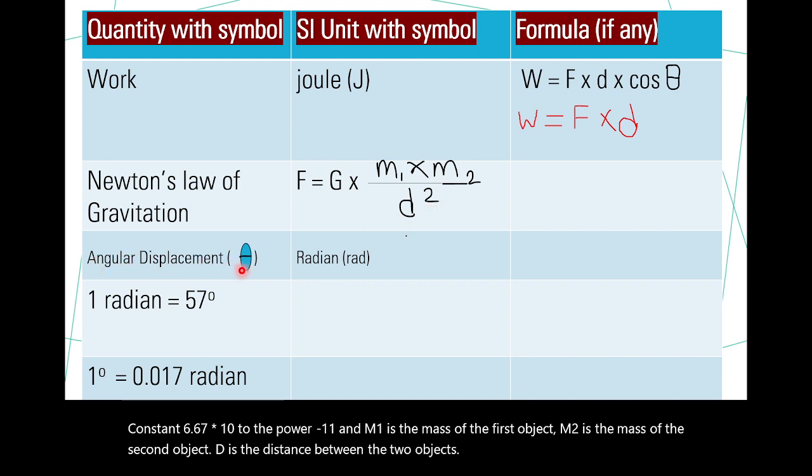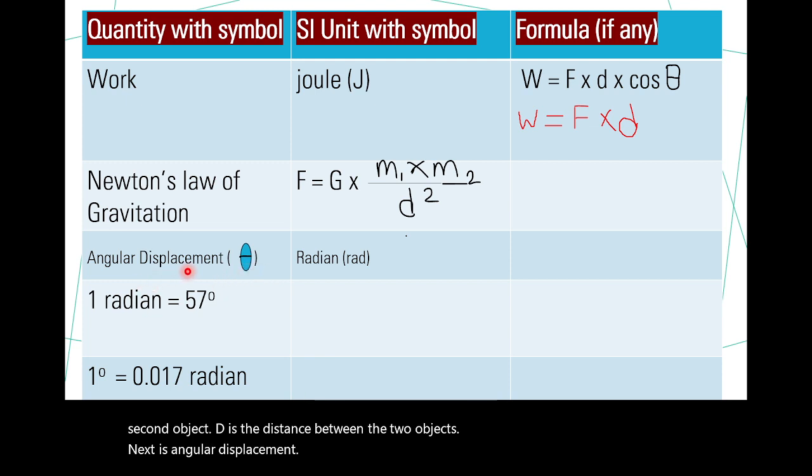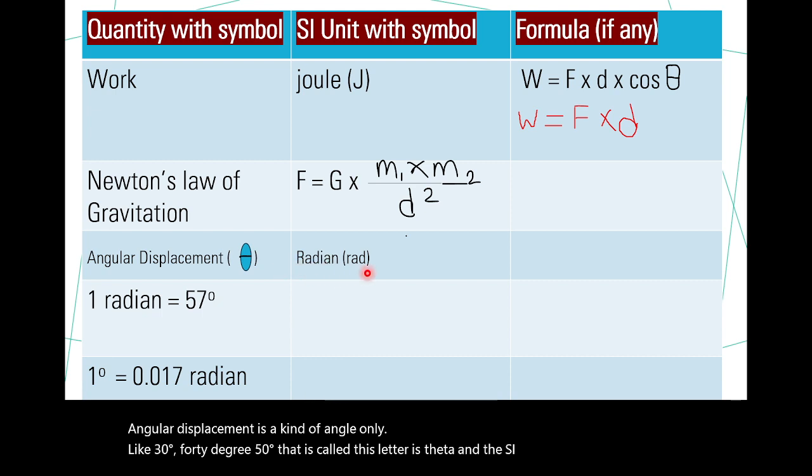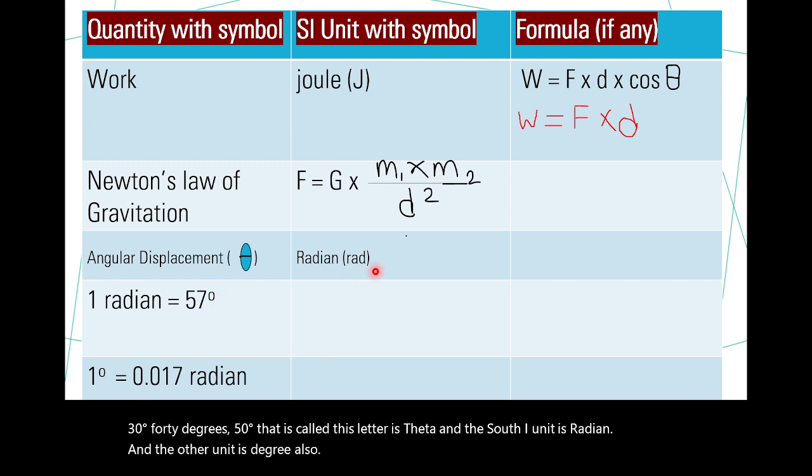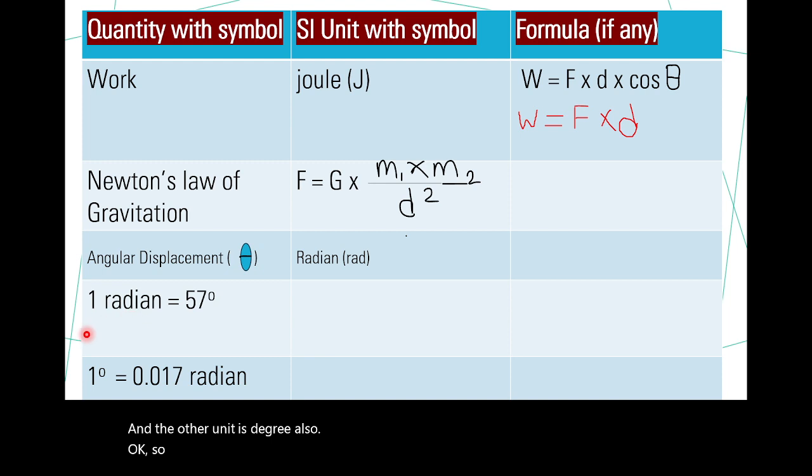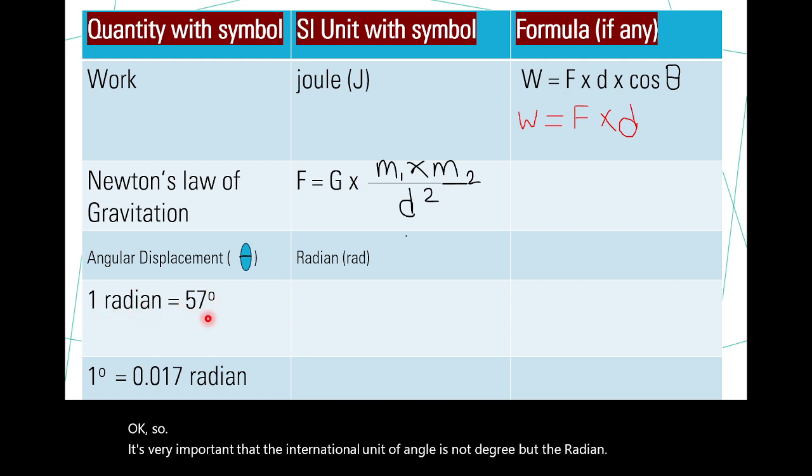Next is angular displacement. If you say angular displacement is an angle, that is also correct. Angular displacement is a kind of angle only, like 30 degrees, 40 degrees, 50 degrees. This letter is theta, and the SI unit is the radian. The other unit is the degree also. It is very important that the international unit of angle is not the degree but the radian. And here is a relation between the two.